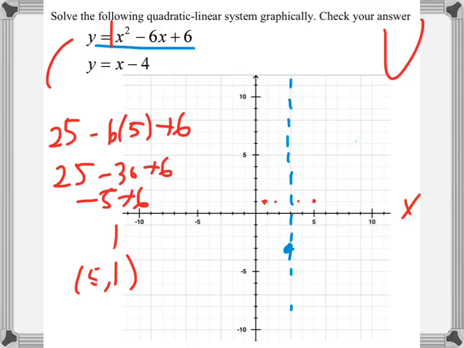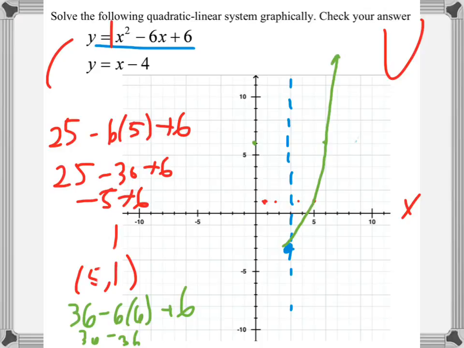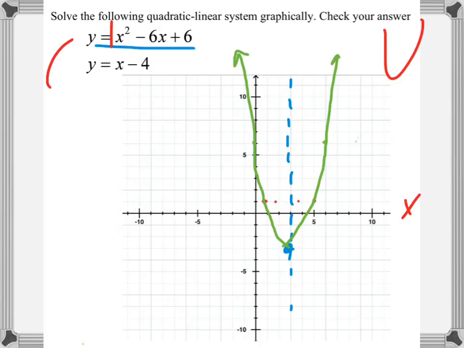Okay, now let me try 6 for a second. So I have 36 minus 6 times 6 plus 6. So it'd be 36 minus 36, which is 0 plus 6. So 6 would be a point. 6 and 6 would be right there. Again, this is 1, 2, 3 to the right, so I'll go 1, 2, 3 to the left, and that gets you another point right there. So using the line of symmetry is nice because it gets you 2 points for the price of 1. Okay, so there's my quadratic equation here. Now I'm going to graph my line at the same time.